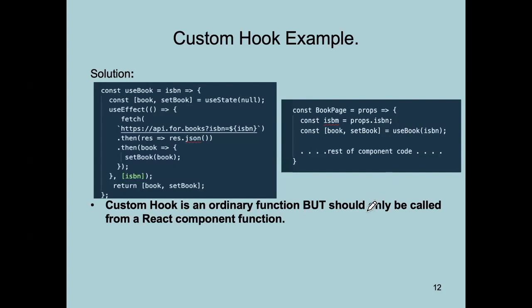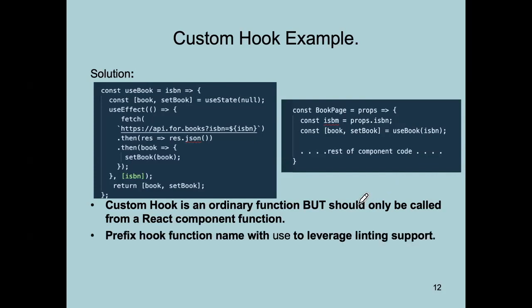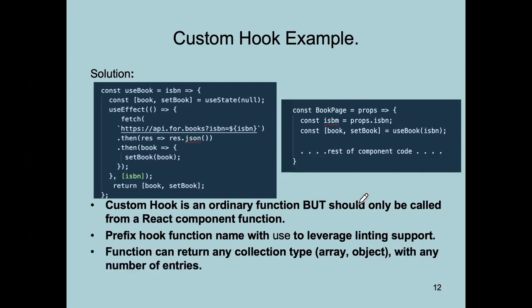So I'm just saying, in one sense, your custom hook is an ordinary function, but it should only be invoked from component code. It would only make sense if it's invoked from a component, clearly. And I've already made the point about prefixing the function name, and that your custom hooks can return anything.